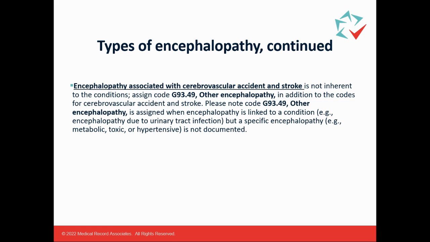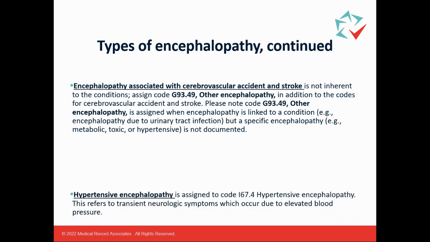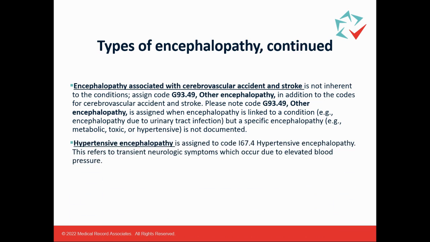So this code can be used other than with cerebral vascular accident if it's linked to another condition, is basically what they are saying here. But as long as it's not specified as metabolic, toxic, or hypertensive, you would use this other encephalopathy. Hypertensive encephalopathy is assigned to code I67.4, and this refers to transient neurological symptoms which occur due to elevated blood pressure.